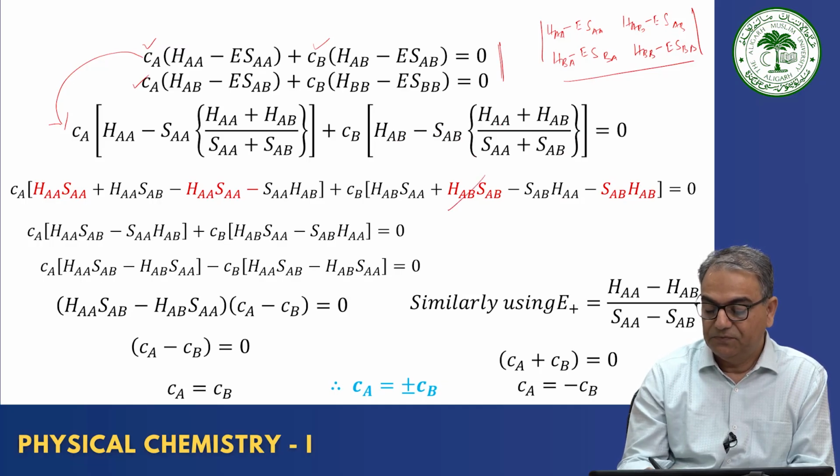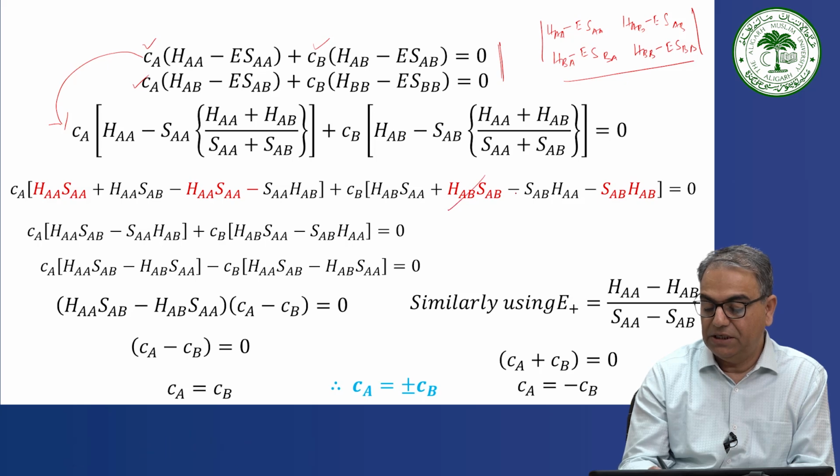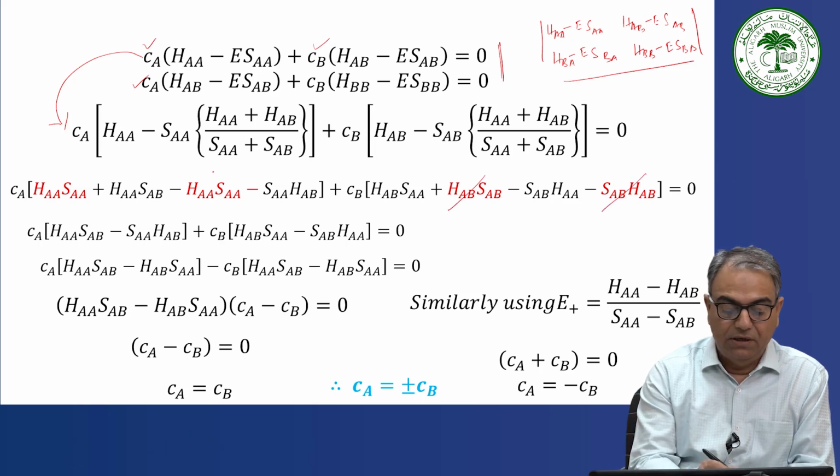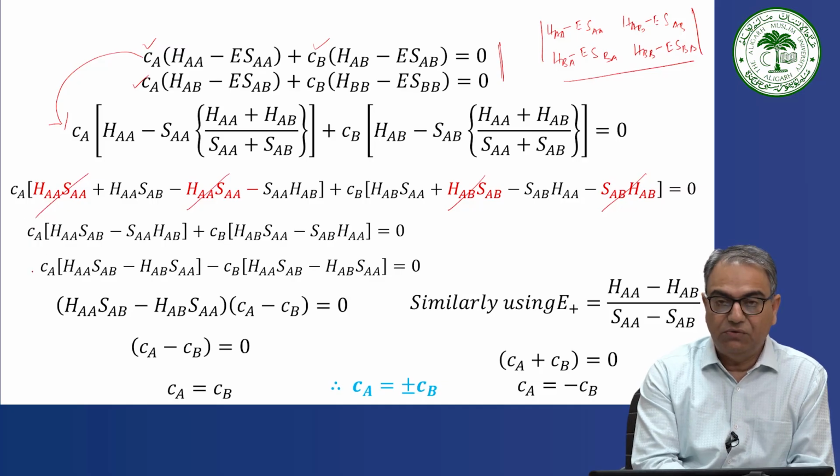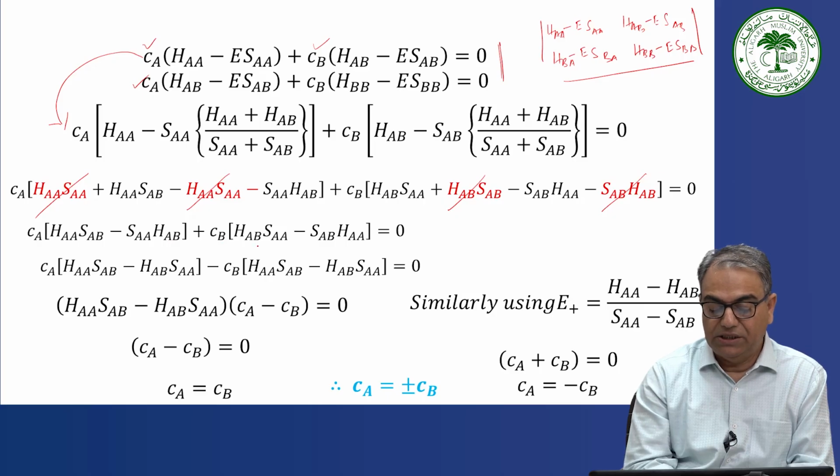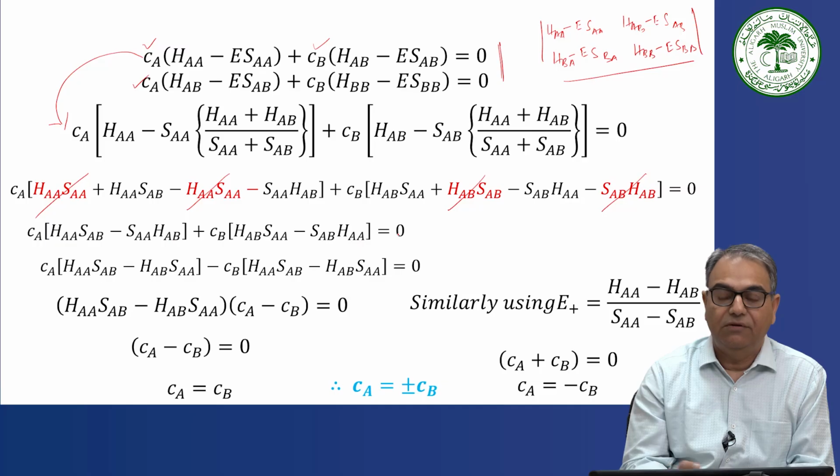This will go, Sab Hab Sab Hab. This will go. Okay, so the equation which you get is Ca(Ha Sab minus Sa Hab), Cb(Hab Sa minus Sb Ha) is equal to 0. So 4 terms will go and the rest of the 4 terms will be there.